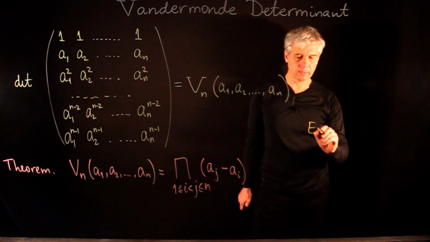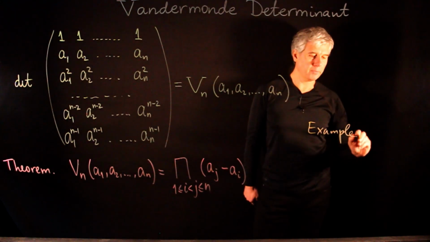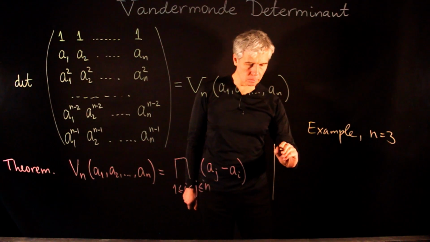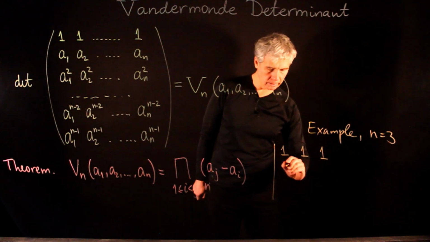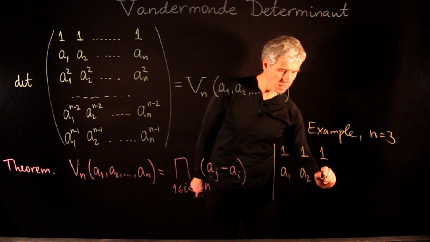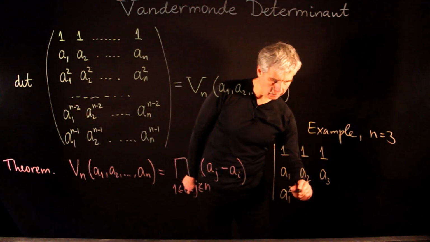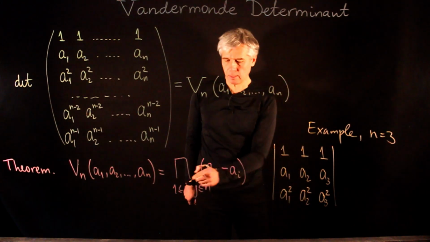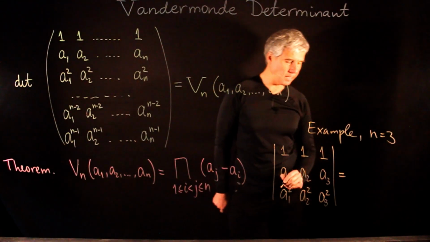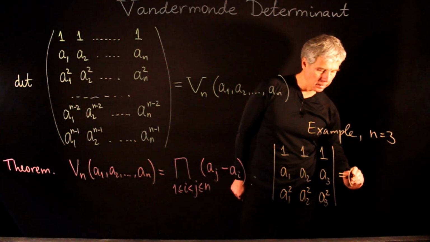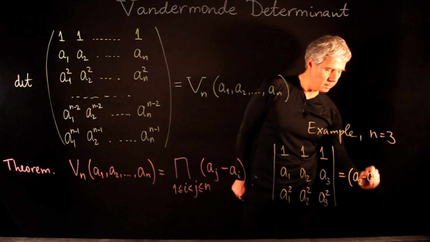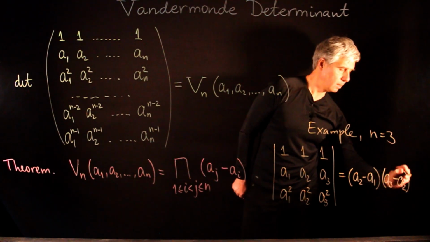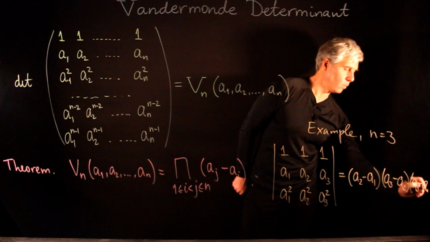So for example, if we take n equals 3, then here we have the following determinant. We have 1, 1, 1, a1, a2, a3, a1 squared, a2 squared, a3 squared. And then this formula tells us that the value of this determinant is equal to a2 minus a1 times a3 minus a2 times a3 minus a1.